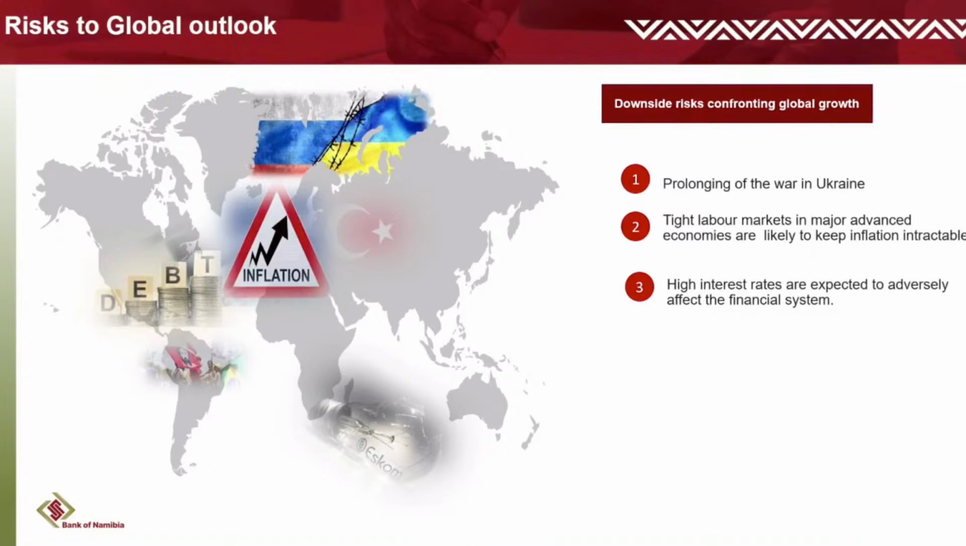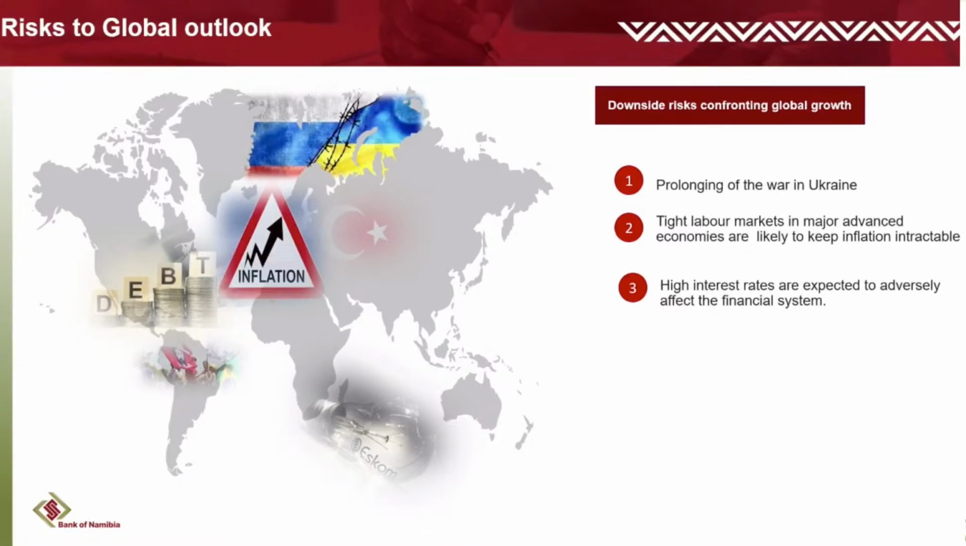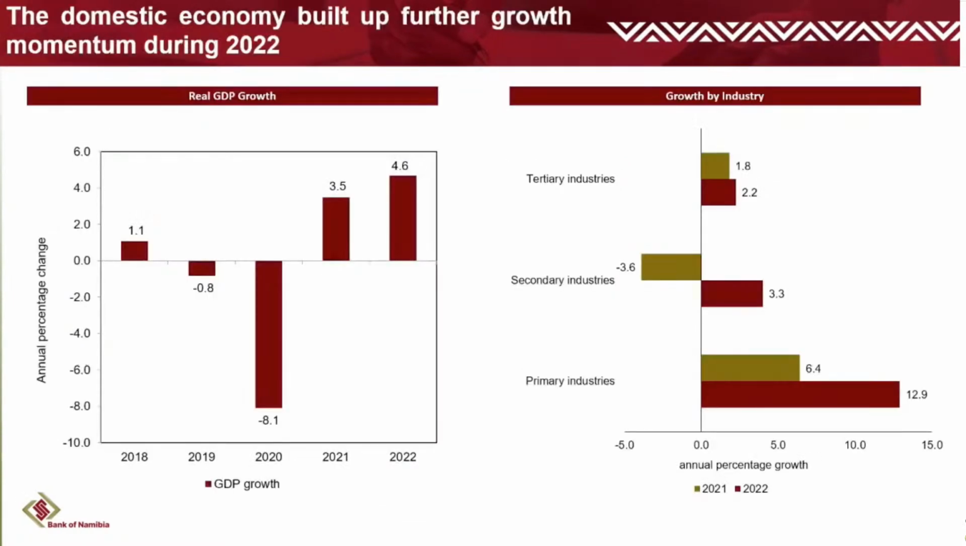Tight labor markets in major advanced economies will likely keep inflation intractable, resulting in continued tight monetary policy stances and financial conditions. And then high interest rates are expected to affect the financial system adversely. We are also closely monitoring the spillover effects of the banking crisis that started in the USA because of their exposure to treasury and mortgage bonds that lost market value following a steep increase in interest rates. This developing situation could negatively affect the banking system in the US and other parts of the world.